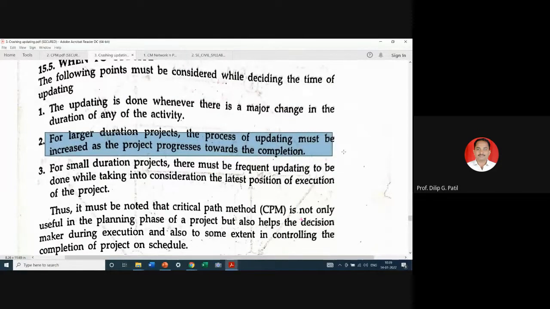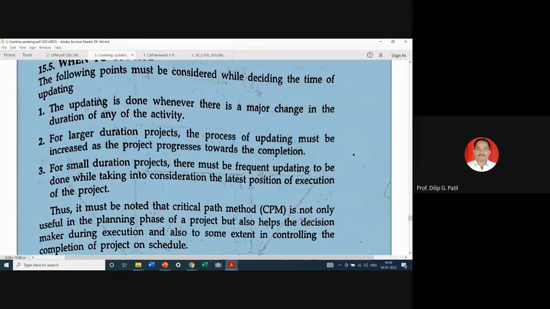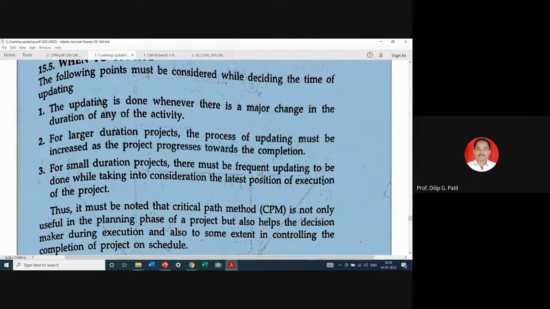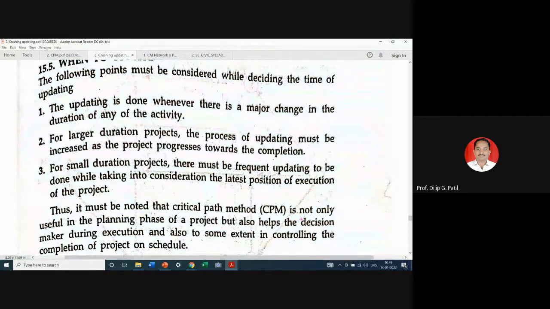You may have a progress meeting at the interval of 15 days instead of 1 month. कारण की त्यावेळेस तुम्हाला परत तिथून पुढे राहिलेला वेळ कमी असतो आणि त्या पद्धतीने तुम्हाला पहिल्यांदा जितका वेळ दिला आपण 1 month तो देऊन चालणार नाही. You can increase the frequency of progress meetings to complete in time. So for small duration projects, there must be frequent updating to be done while taking into consideration the latest position of execution of the project.